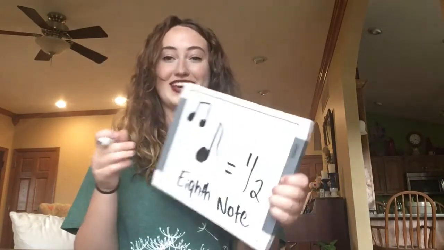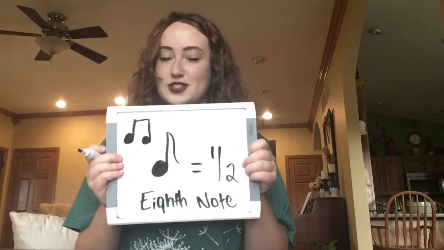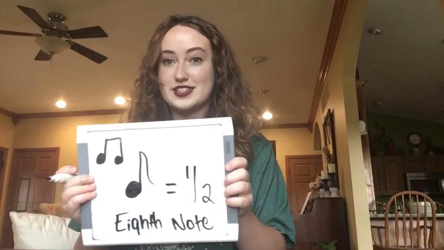An 8th note gets half of a beat, okay? Which is kind of hard to understand. But let's think about it this way. I think the best way to think about 8th notes is to compare it to a quarter note, right? So if we have a quarter note, which is 1 beat, and 8th notes, which are half a beat, what does that mean? That means that 2 8th notes equal 1 quarter note, okay?